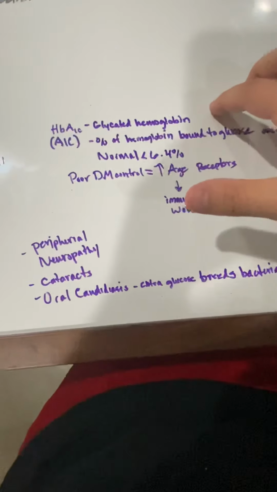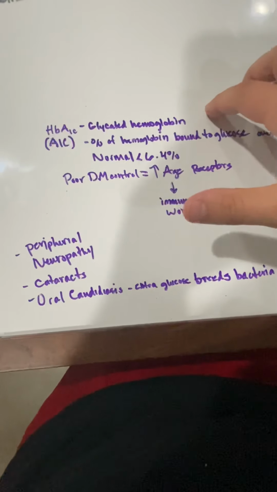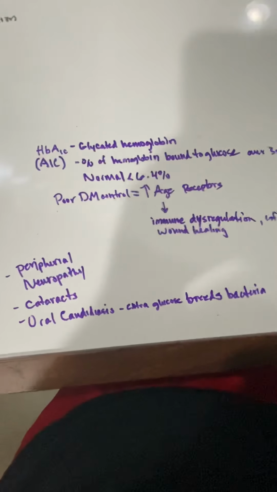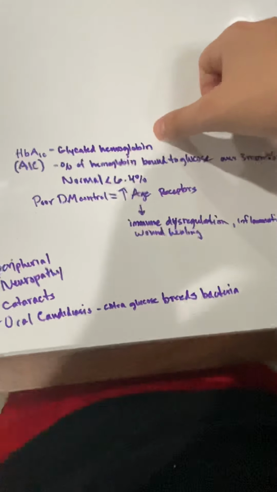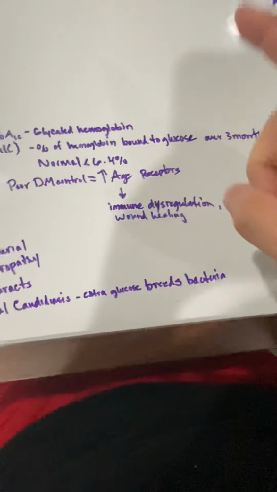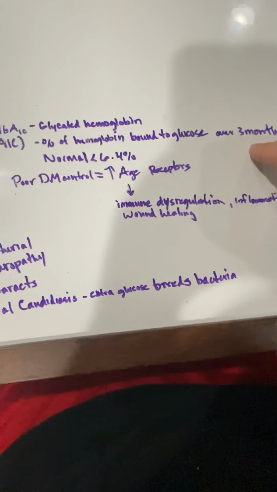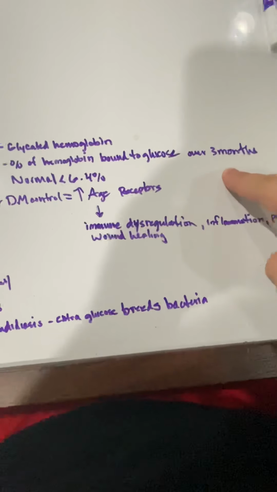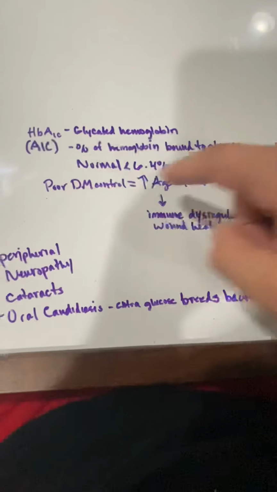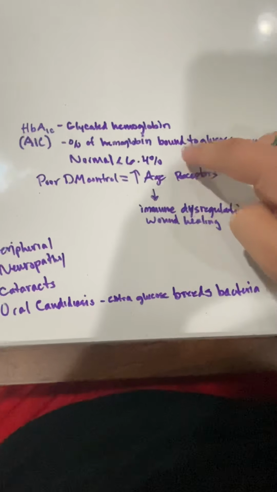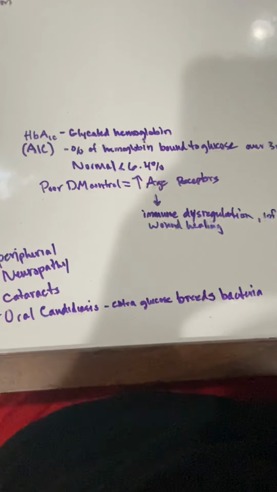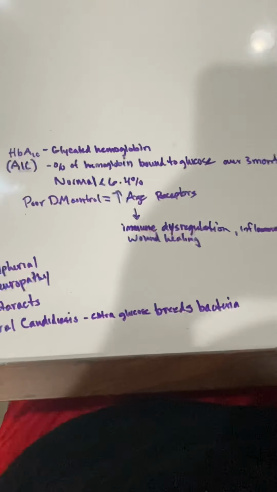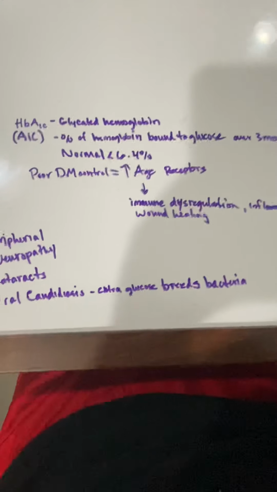So we also have your HbA1c, or it's also just called your A1C. This is the glycated hemoglobin. It's just when you have glucose bound to the hemoglobin, and this is studied over 3 months, and you get a percentage. Your percentage is supposed to be less than 6.4. That's normal. If it's more than that, then you would be diagnosed with diabetes.